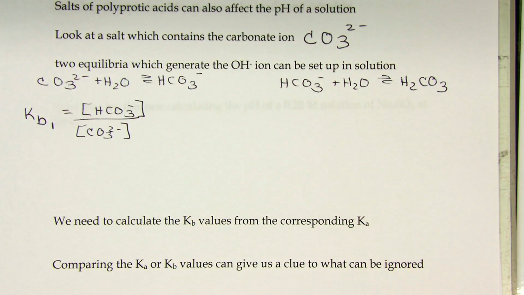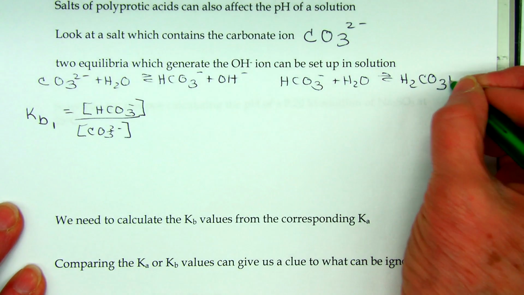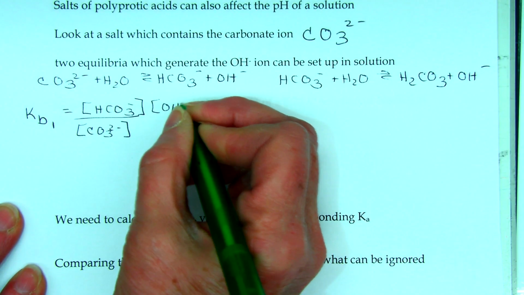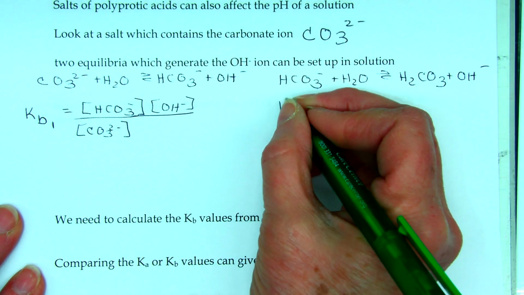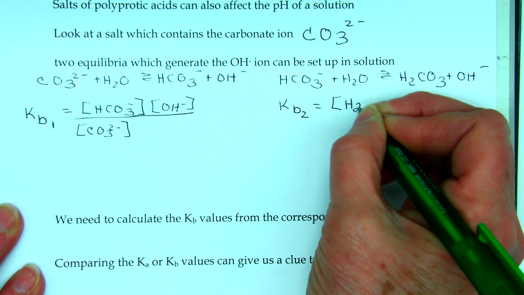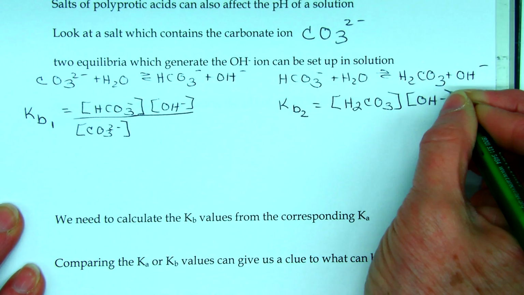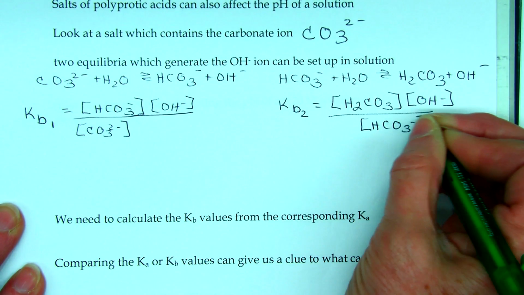concentration times water. But we don't put water in there, do we? Right? Plus hydroxide. I'm really slipping. So, times the hydroxide concentration divided by the carbonate concentration. And over here, we have Kb2, which is equal to the carbonic acid concentration times the hydroxide concentration divided by my hydrogen carbonate ion concentration.